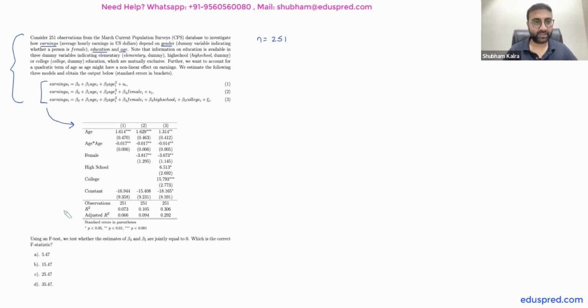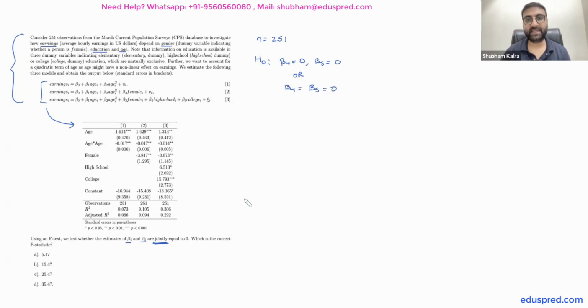So now let's see what it is that they are asking us to find in this question. We have to do an F-test, and we have to test whether the estimates of beta 4 and beta 5 are jointly equal to 0, and which is the correct F statistic. First of all, you need to note that we have to do testing on beta 4 and beta 5. So the null hypothesis is going to be that beta 4 is equal to 0 and beta 5 is equal to 0. You can also write this as beta 4 equal to beta 5 equal to 0.